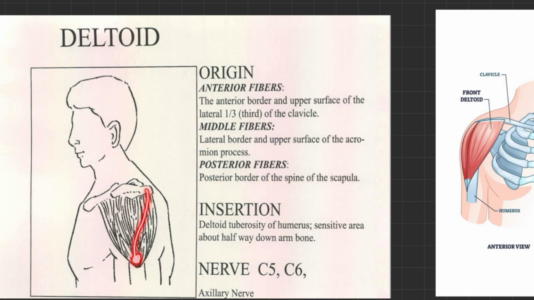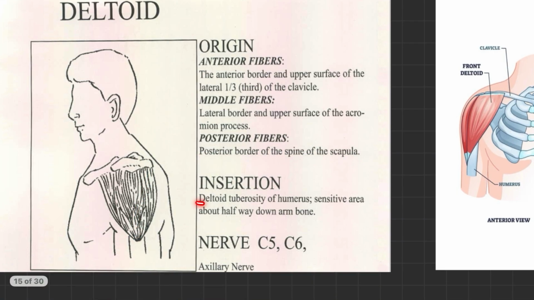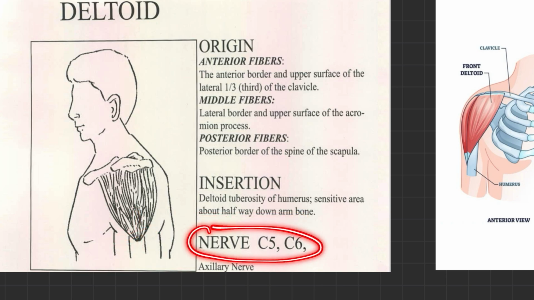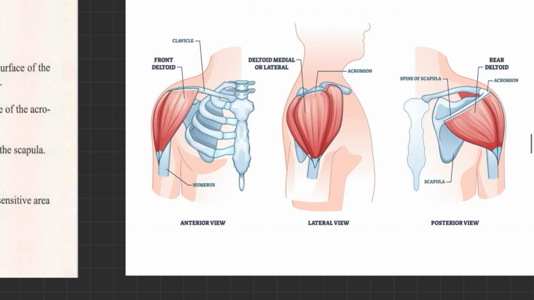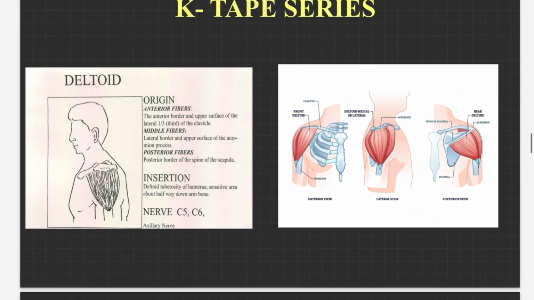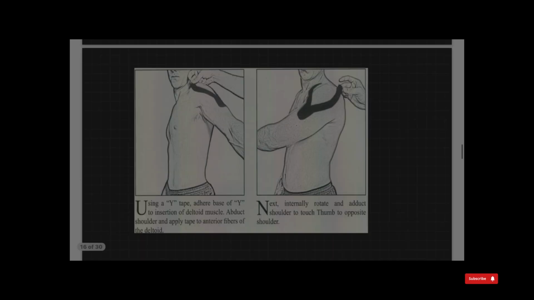Then it gets inserted over here. Now the insertion point is the deltoid tuberosity of the humerus. It is a sensitive area about halfway down the arm bone on the midsection. The nerve supply for this muscle is C5 and C6, which is your axillary nerve. So as you can see in this diagram, this is your anterior portion of the deltoid, this is your middle portion of the deltoid, and this is your rear deltoid from the posterior aspect, which we are seeing here.